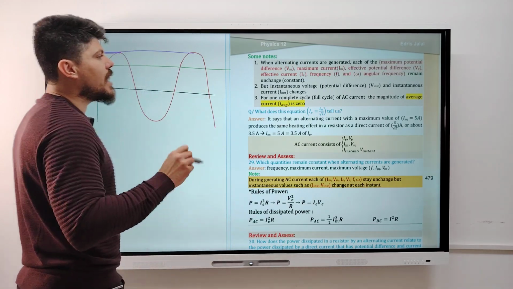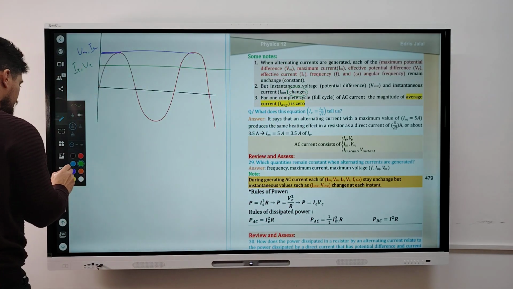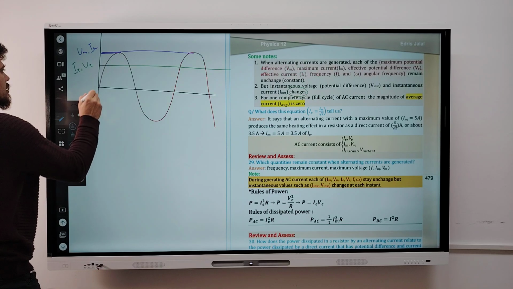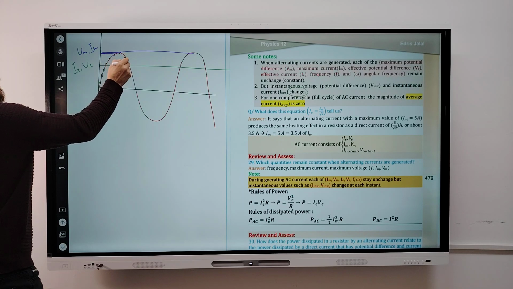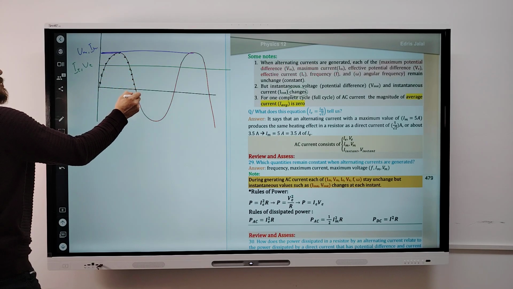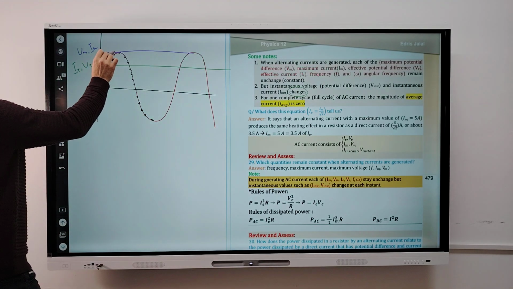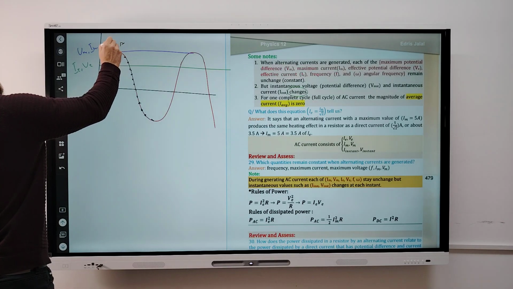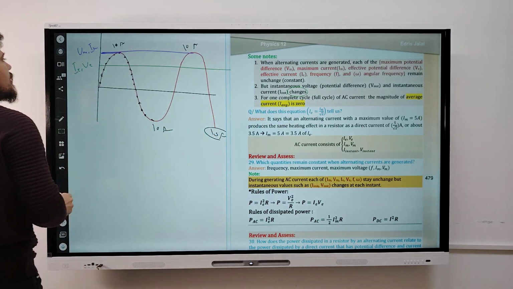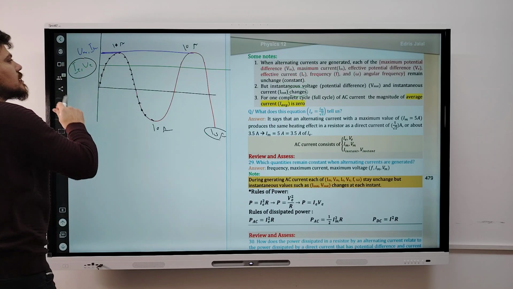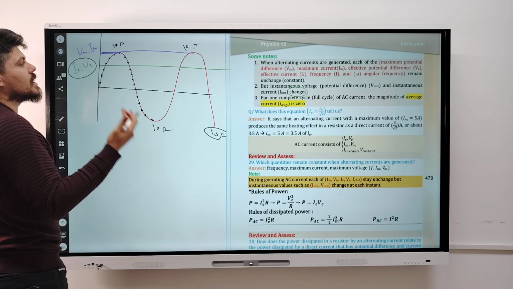The instantaneous value of potential difference and the current changes. Okay? This is the instantaneous value of the current and potential difference. Look, the maximum value of the current here, for example, is 10 ampere. Here also 10 ampere. Here 10 ampere. It does not change. The magnitude of the effective current does not change. It's still constant. But the magnitude of the instantaneous value changes during the alternating current.